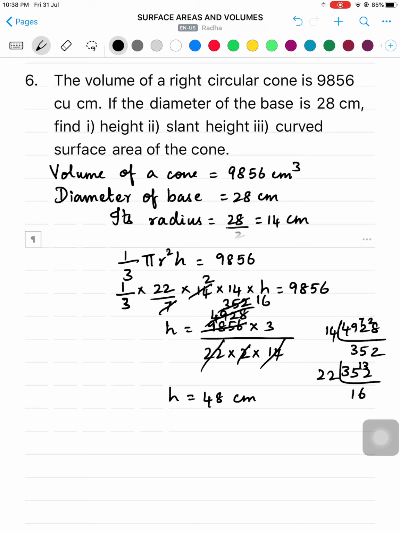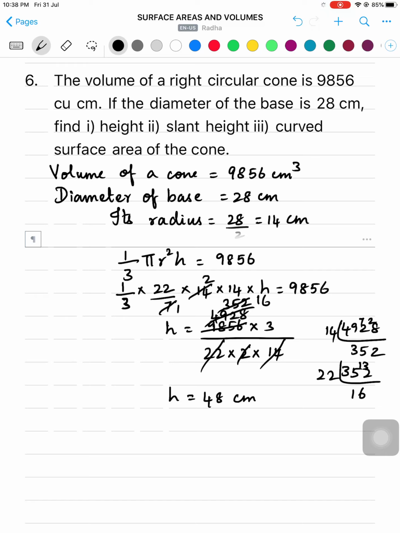is, the volume of the cone is given as 9856. So now 1 by 3 into 22 by 7 into r, we found as 14, so 14 into 14 and h is 9856. So here 7 ones are 7, 7 twos are 14, it gets cancelled. So from that h is equal to 9856, and the 3 in the denominator goes to that side, becomes numerator, and all these numerators come to the denominator on the right side. So 22 into 2 into 14.